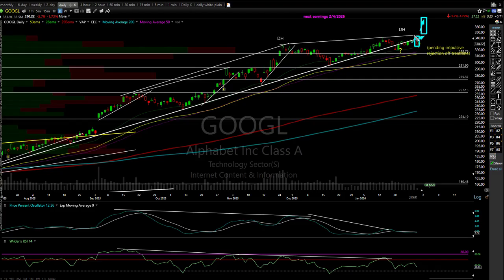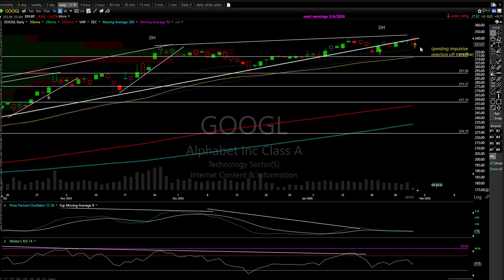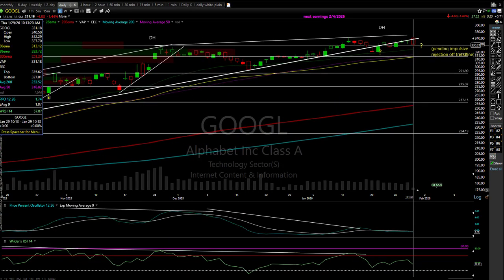Or you continue to backtest at higher and higher levels. So if you're short, you're going to feel a little pain every day. It's like a slow bleed, right? So I'd like to see a rejection, a big red candle off there. So let's see how we close the day. Right now it's a rejection, but the day is very, very young.